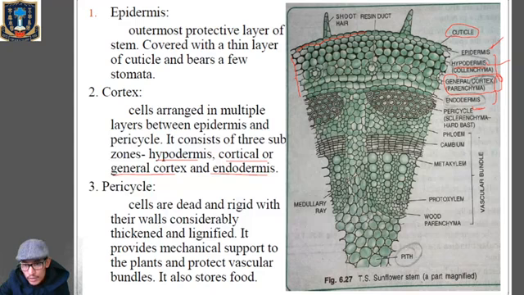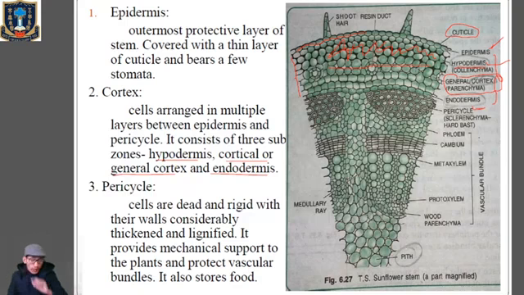So over here, this was the hypodermis portion, and just below the hypodermis we can see the presence of the general cortex. In between the cells we can see the presence of intercellular spaces. So the cells of the general cortex have intercellular spaces, and it is reduced to 1 to 2 layers outside the vascular bundles also.